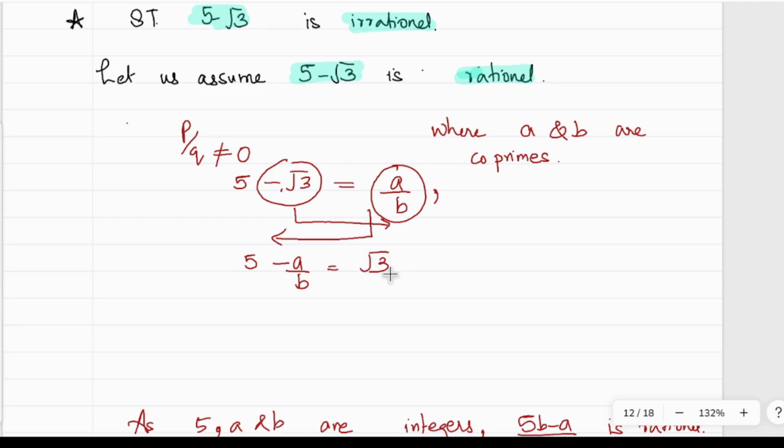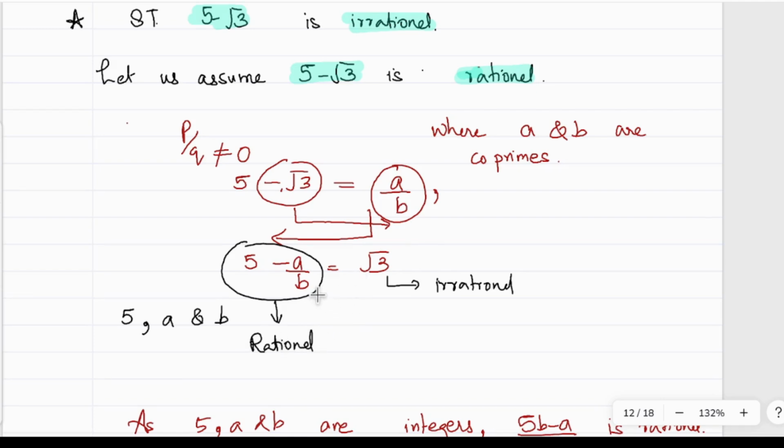Root 3, right? Root 3 is which type of a number? Root 3 is an irrational number. And what about this part? What about our LHS? In LHS you can see that our numbers are 5, A and B. These all are what? These all are integers. So when we solve this left side, what are we going to get? We are going to get a rational number only, right?